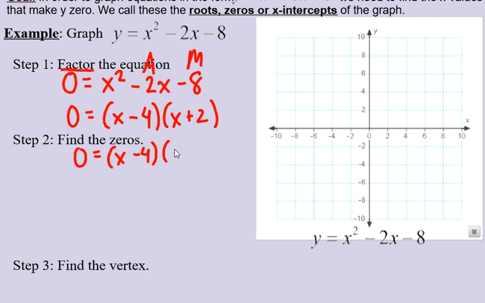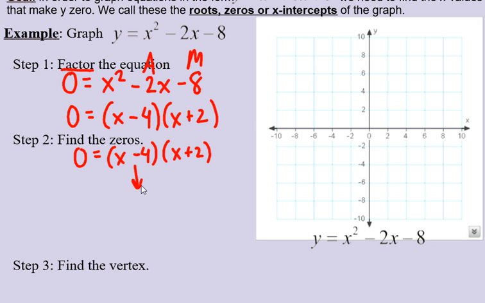x-intercepts. You'll also hear x-intercepts called zeros. The reason that they're called zeros is because they are the x values that make y be 0. You'll also hear them called roots. You'll see they're called roots because they are the basis of the graph. They're where the graph starts, just like the roots of the tree. These are the roots of the graph.